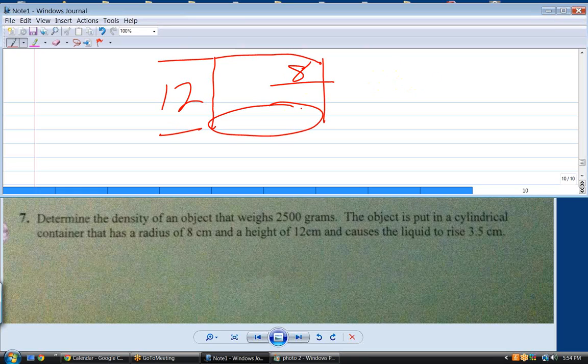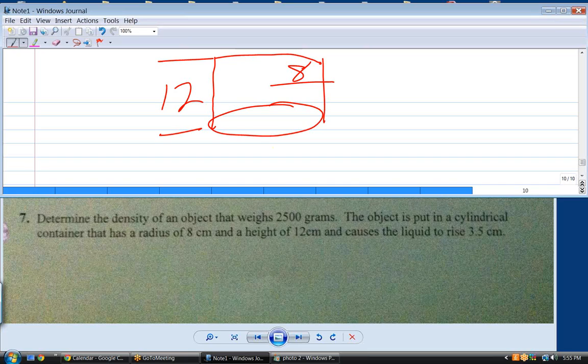What's the volume of a prism? This is a prism. Base times height, so 8 times 12. Well, what's the base? It's not 8 times 12. It's the area of the base. The base is a circle.